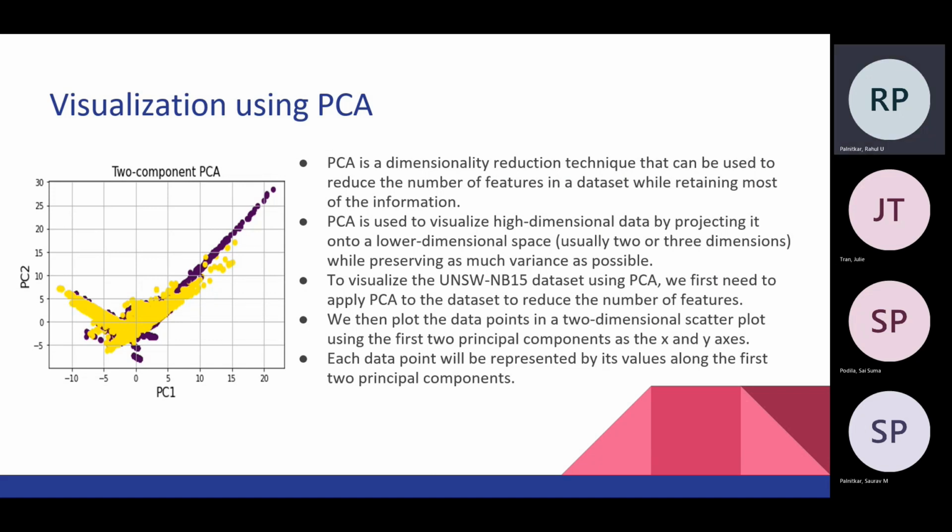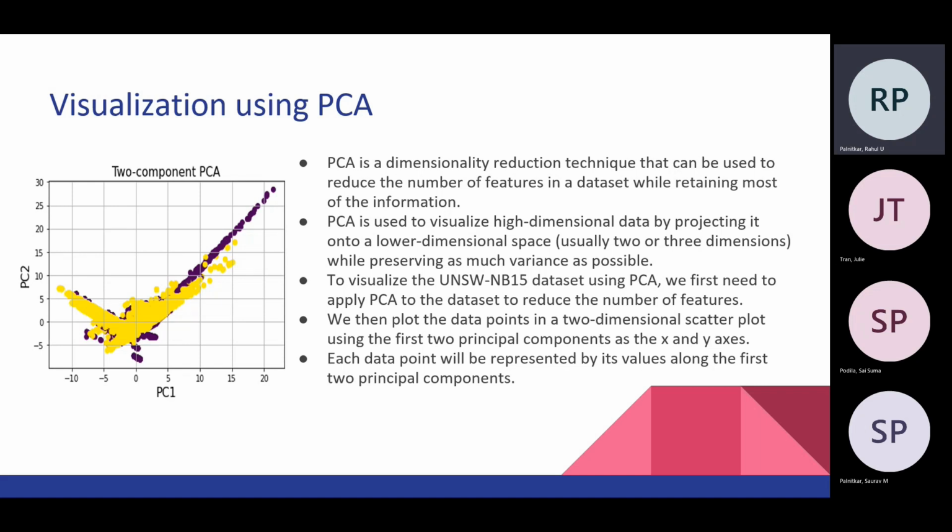And moving on to the next slide, we performed visualization using PCA. As the data set had more than 16, 17 features, for better visualization purposes, PCA is a good algorithm. PCA is used as a dimensionality reduction technique to reduce the number of features, and it helps in retaining most of the information. So it is basically used to visualize high dimensional data by projecting it onto a lower dimension, and it also preserves the information as much as possible.